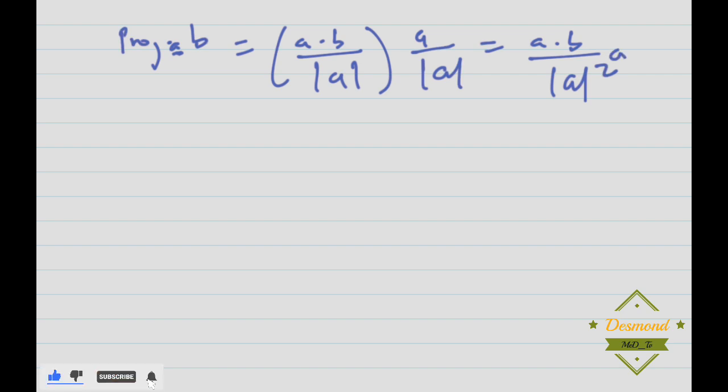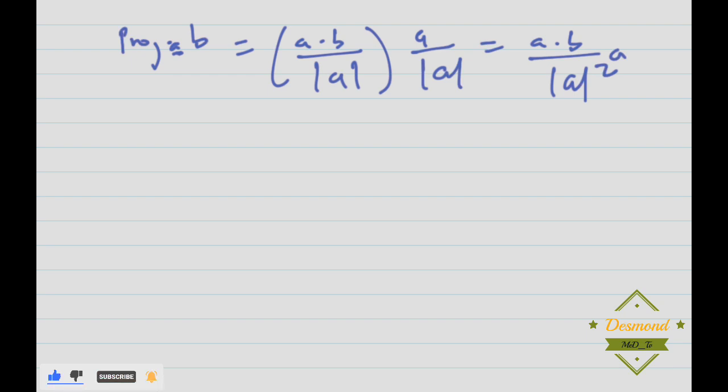times A here, right? So just note that the vector projection is the scalar projection times the unit vector in the direction of A. So let's say if it was in the direction of B, then here is going to be B on the modulus of B. But this one is in the direction of A, right? Very simple.